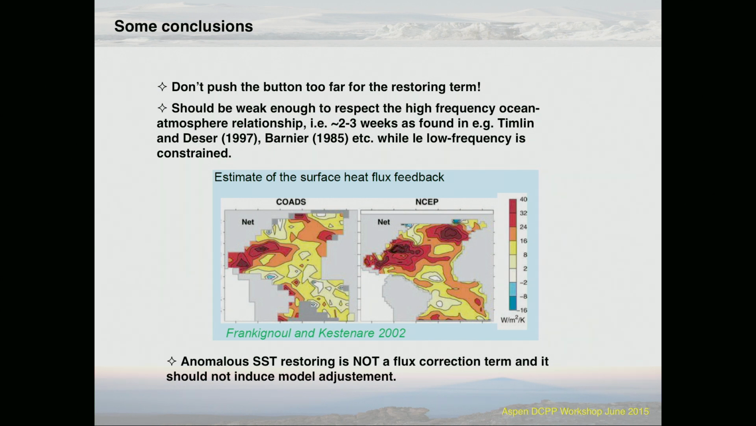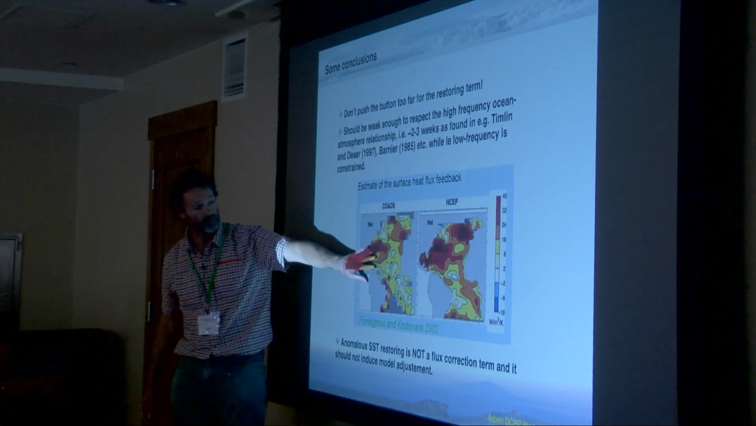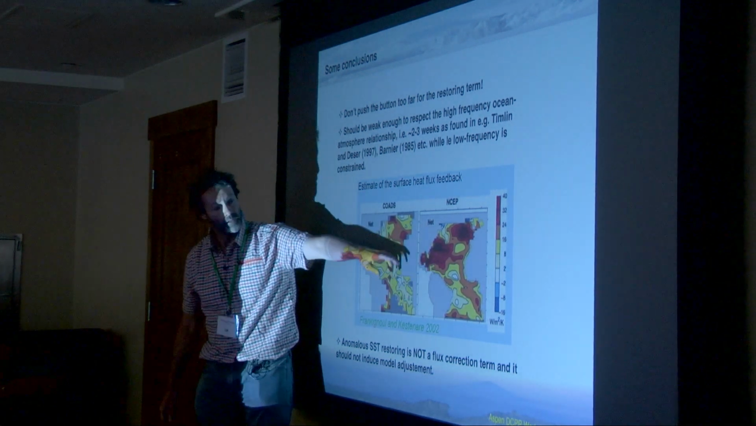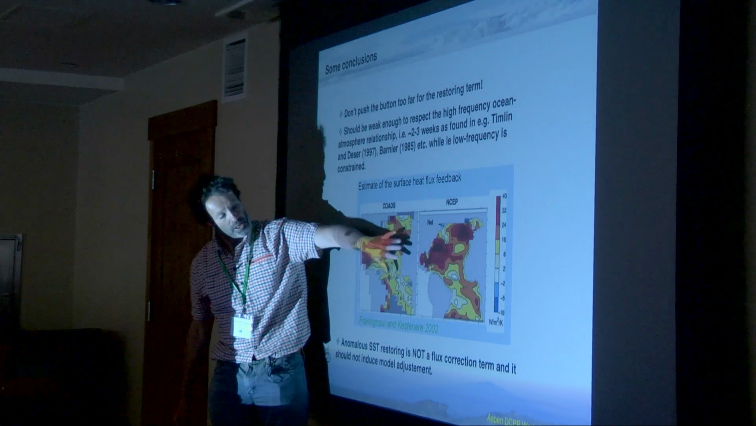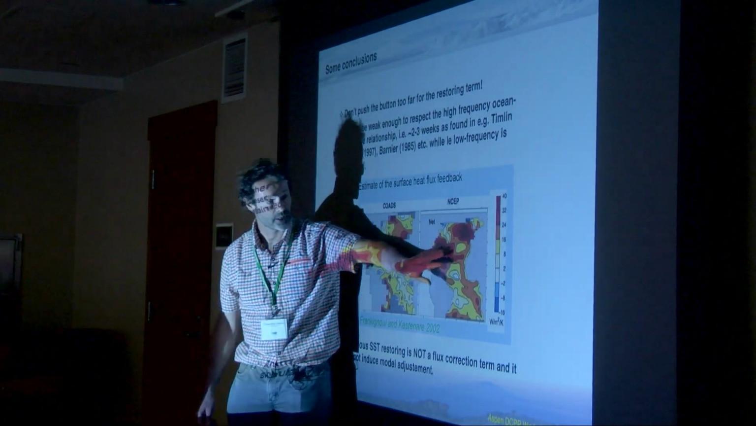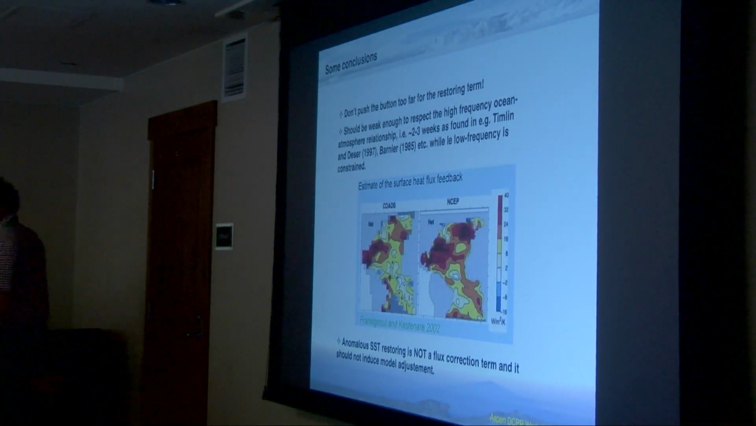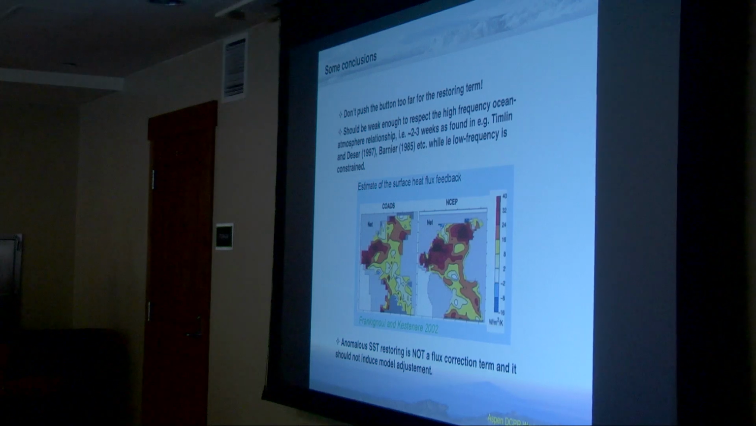Going back to literature, there are a lot of papers about this issue, like the paper from Clara's, and also this paper here from Claude Frankignoul, where I estimate the surface heat flux feedbacks from the different observed products. And so 40 watt per meter square is about the value that you get over the North Atlantic Ocean. You can get a little bit more here, up to 60 to 80, but not too much.